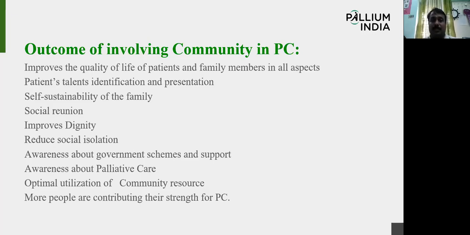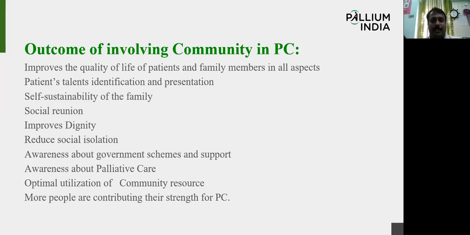Then self-sustainability of the family. Through vocational rehabilitation, we will be trying to provide some financial support to that family, and sustainability of their income system will be provided. Then social reunion. Already I told that when we connect the patient and family through the community, through their relatives or neighbors, if they have some problems with their society, that will be cleared through this social reunion.